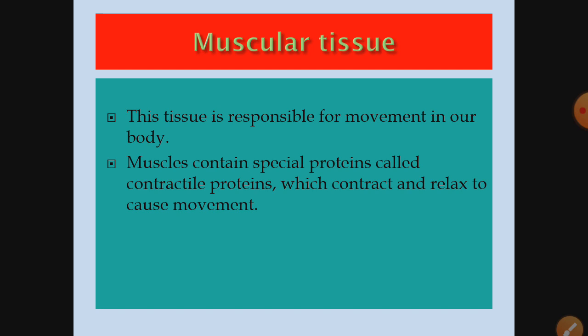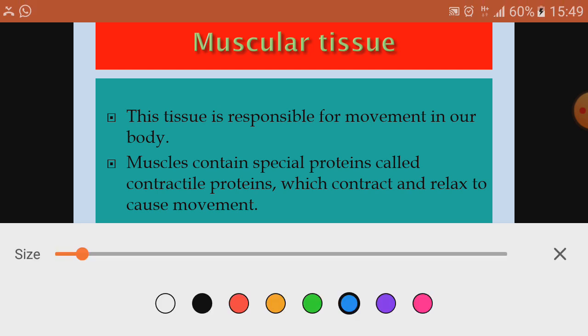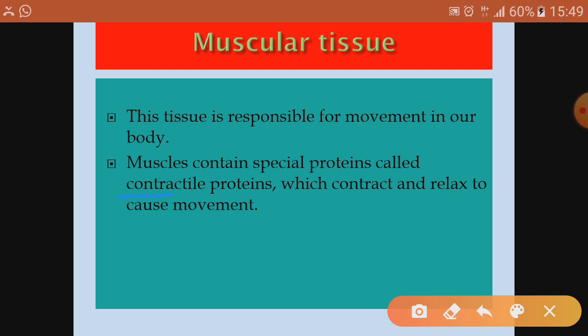Muscles contain a special protein called contractile protein. Contraction means sometimes the muscles come closer, and that is contraction. Sometimes they move apart and get relaxed, and that is called relaxation. This contraction and relaxation of the muscles is because of a special protein called contractile protein.